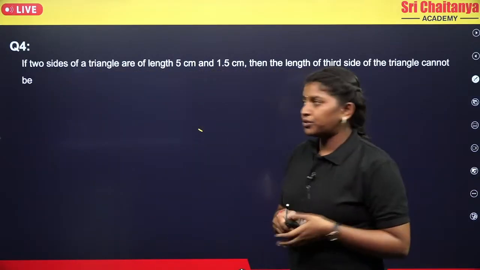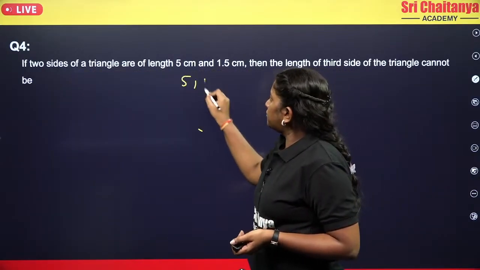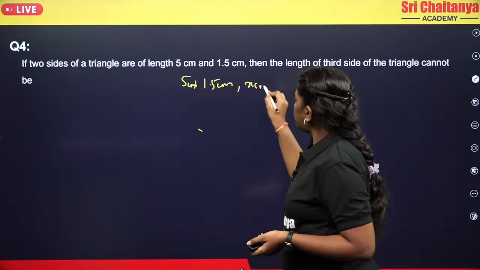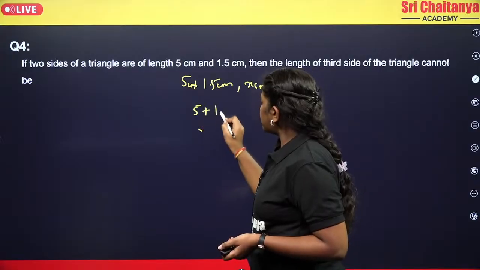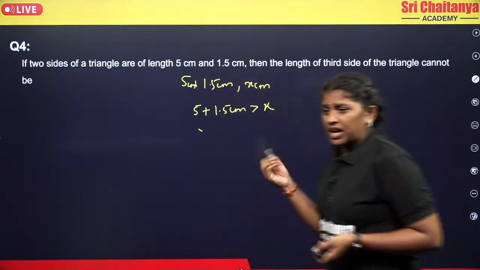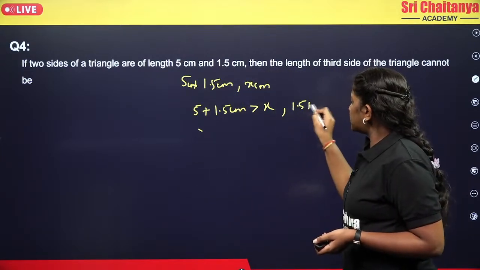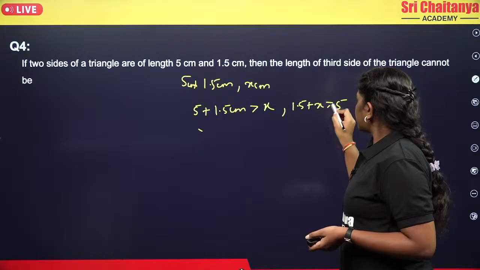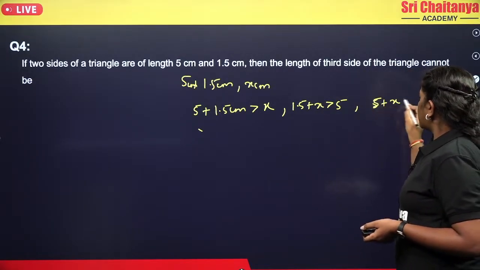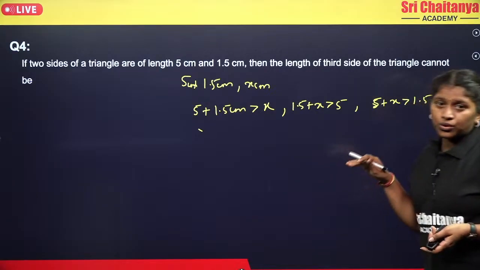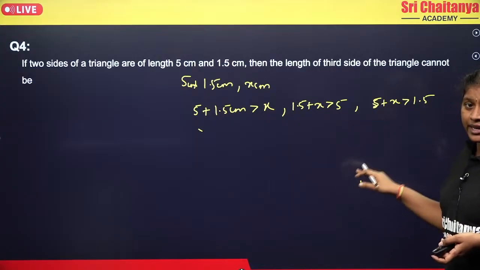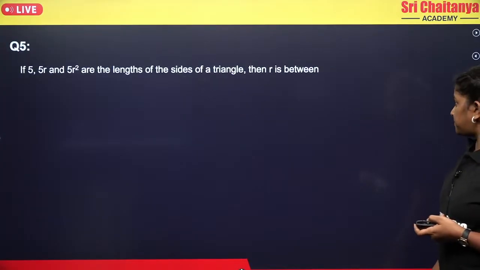The same conditions we are going to take, which is nothing but 5 centimeters, 1.5 centimeters and x. Okay. Now the first condition will become 5 plus 1.5 centimeters should be greater than x. And coming to the second, it will be 1.5 plus x should be greater than 5. Clear? And moving to the next, it will be 5 plus x should be greater than 1.5. Okay. So if you solve these inequalities, then you will get the minimum and maximum ranges of your x value. Now moving to the next.